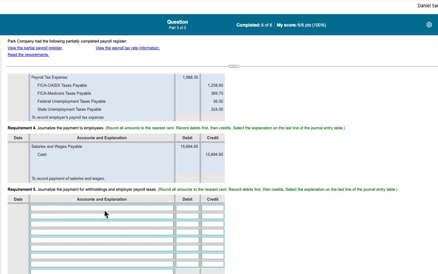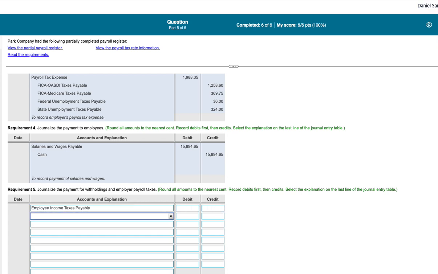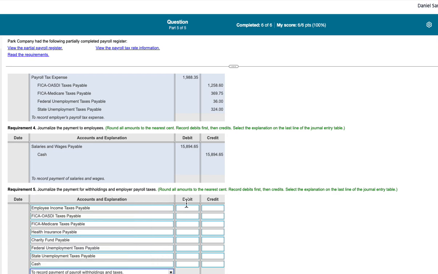So we're going to debit a bunch of stuff here. We're going to do the employee income tax payable. We're going to do FICA OASDI. We're going to do FICA Medicare tax. We're going to do health insurance. We're going to do charity fund. We're going to do federal unemployment tax payable. We're going to do state unemployment tax payable, and we're going to pay all of this in cash, and this is to record payment of a payroll, withholding, and taxes.